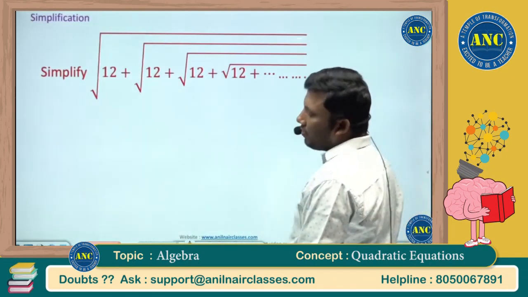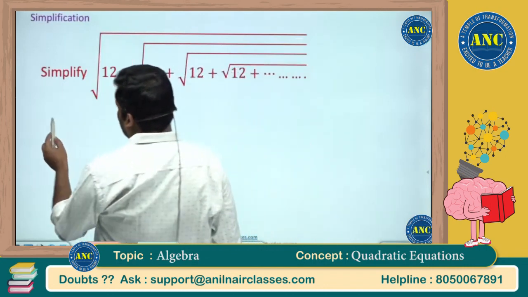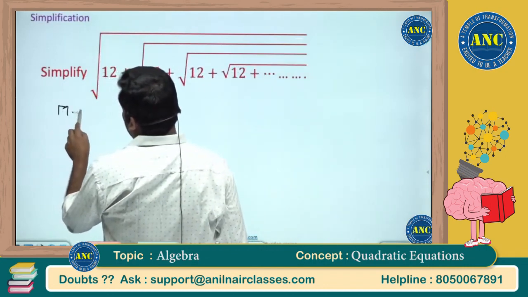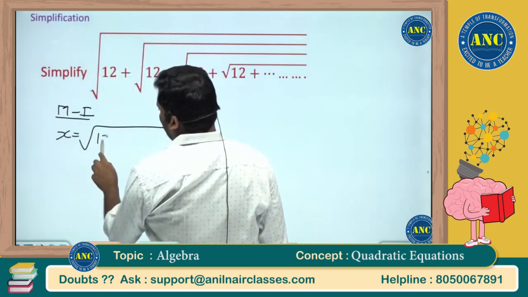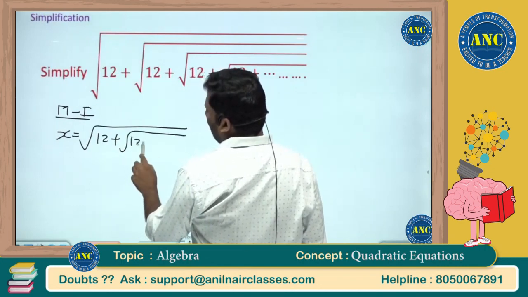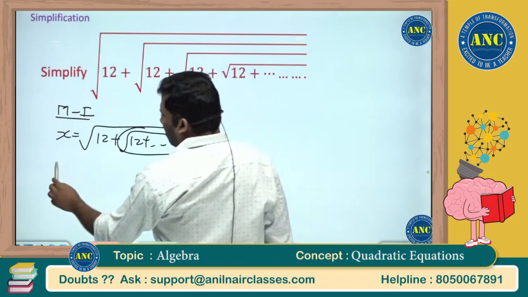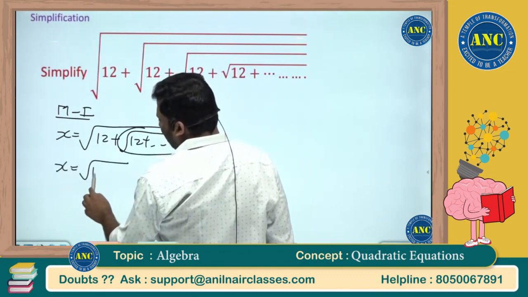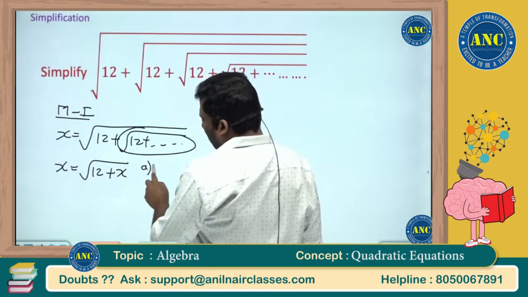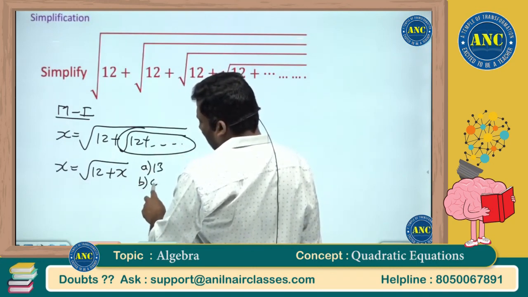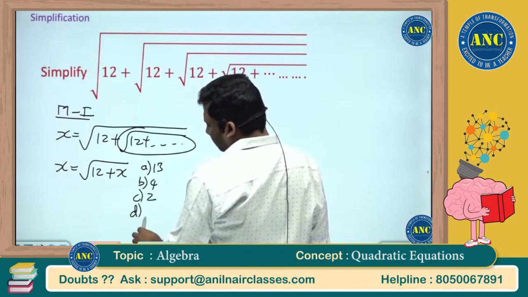Next one, x equals root of 12 plus root of 12 plus. Now if you see here, method 1, again what we will do is the same thing. X equals root of 12 plus root of 12 plus and so on and so on. This is nothing but x. So x equals root of 12 plus x. Suppose I take 13, I take 4, I take 2, I take for example 10.